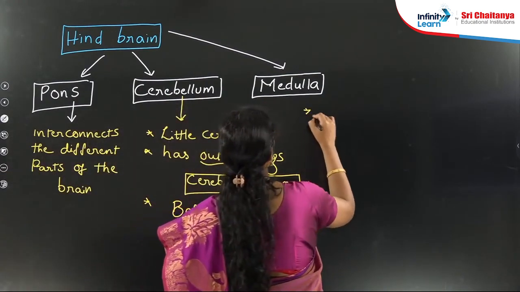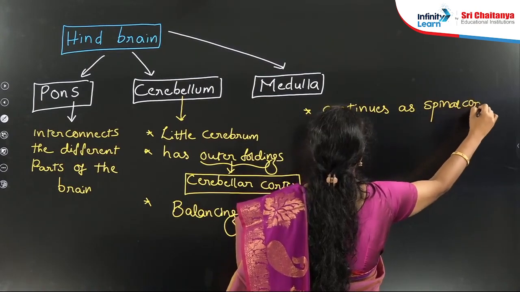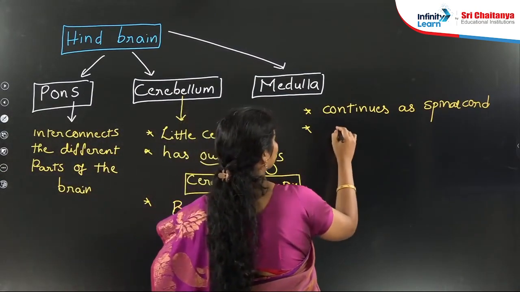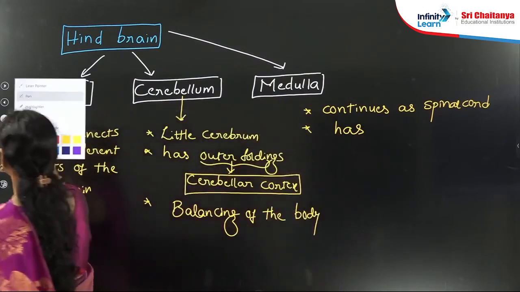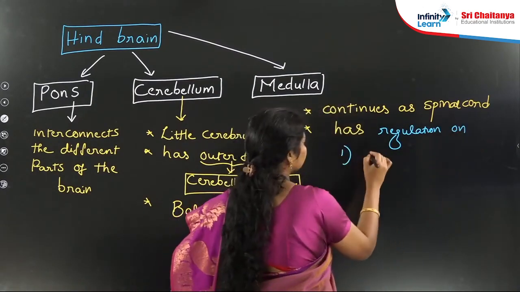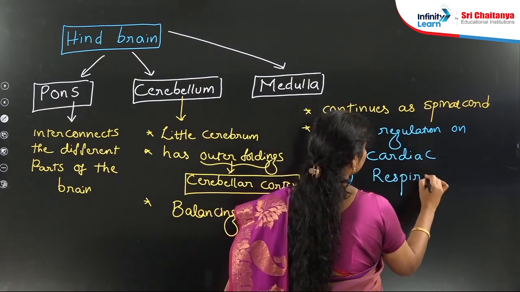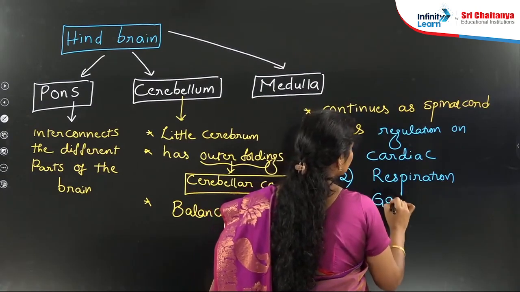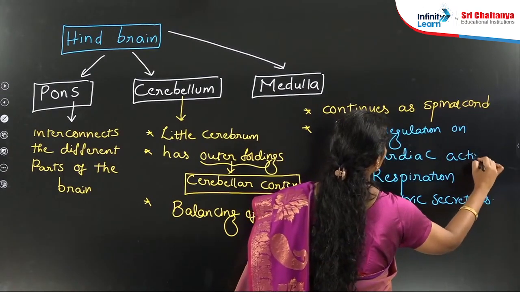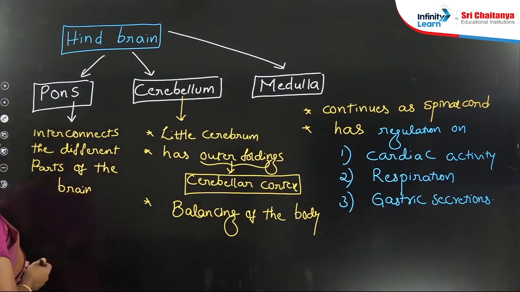This medulla is the last portion, and it continues as the spinal cord. The role of the medulla oblongata is that it has some centers. What are those centers? It regulates cardiac activity, respiratory activity, as well as gastric secretions. So this is about the hindbrain.